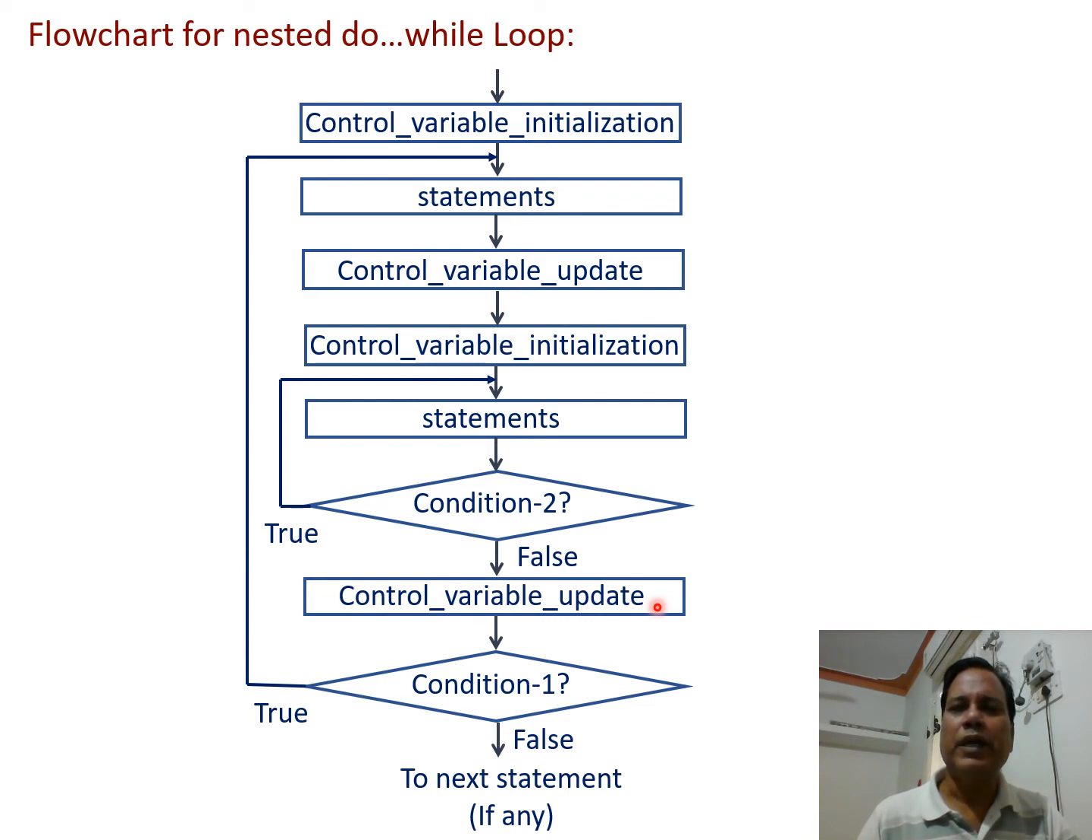update is done for the outer do while loop, and then condition is tested. When condition is true, then this process is repeated. Once condition becomes false, then control comes out of outer do while loop, and if some statements are present, those are executed. So in this way, flowchart gives the working of the nested do while loop.